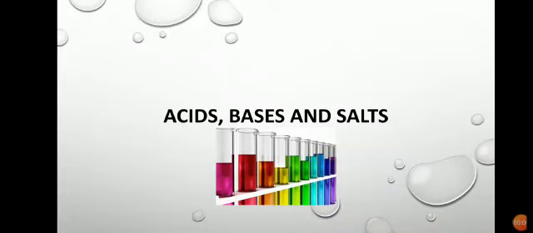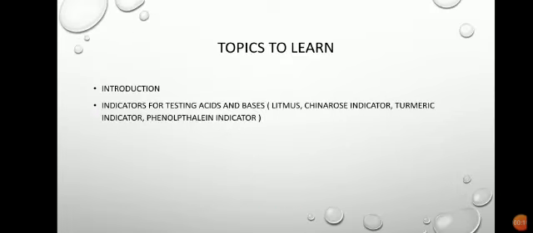Hello everyone. So today we are going to start a new chapter, acid, bases and salt. This chapter comes under your chemistry section. So let's get started. Today we will learn a little introduction about these chemicals, acid, bases and salt, and then we will learn about indicators for testing acids and bases.